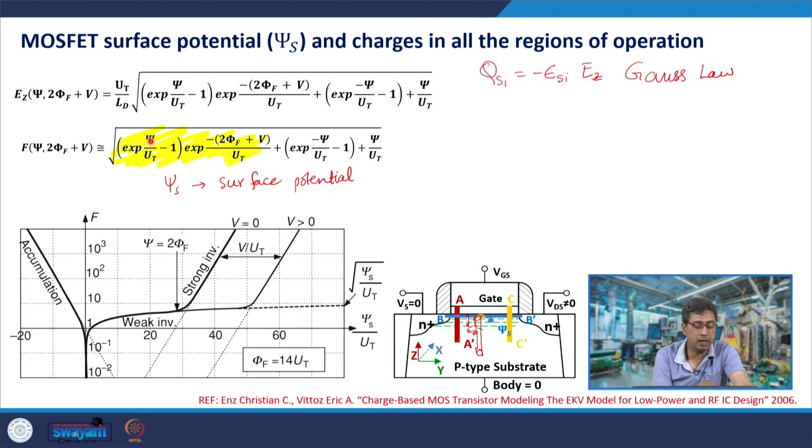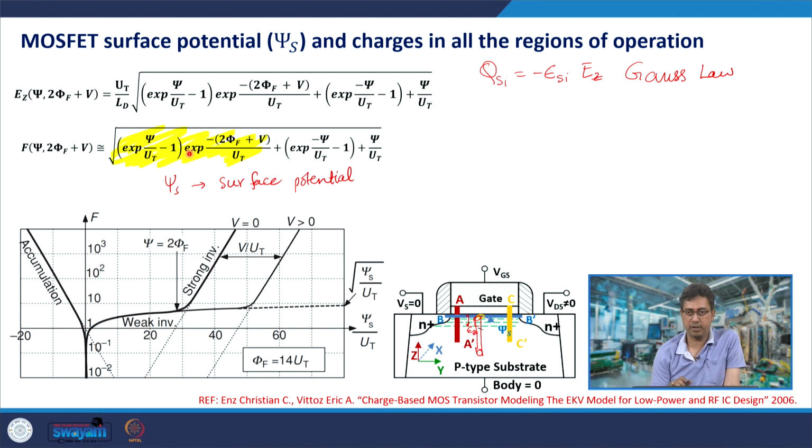Exponentially, you can see that this first term keeps on increasing, the second term keeps on reducing, and the third term increases linearly. So you would find an increase in charge density contributed by the electron charge. Why are we saying so? This is the integral of the electron charge in the Poisson equation.